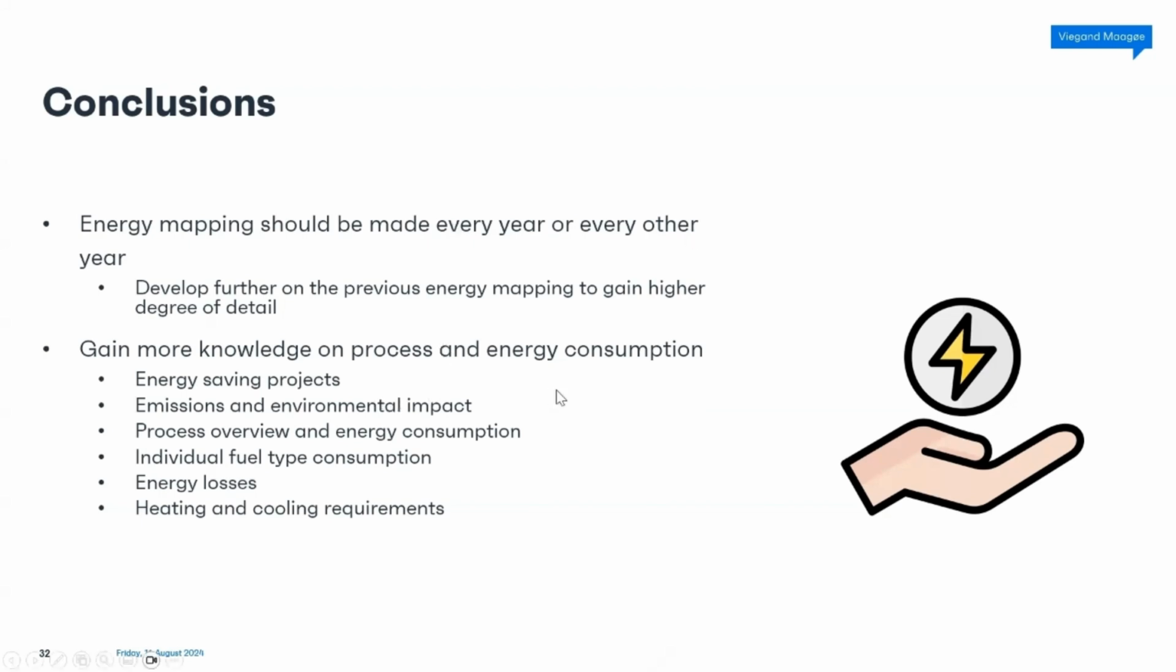You can use that knowledge for energy saving projects, emissions and environmental impact, gaining a better process overview. So combining all the different departments into one sheet, getting this mutual understanding of how this factory actually works. You also get to locate how the individual fuel type is used throughout the facilities. And then you get the overview of your heat energy losses or distribution losses throughout your system, and you have your heating and cooling requirements at the individual production lines or even individual streams.